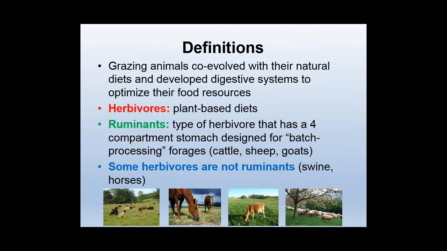And when we think about that with domestic livestock, we're talking mainly cattle, sheep, and goats. But we also have some herbivores that are not ruminants, and examples of that would be swine and horses, which each actually are a little bit different also. Swine maybe move more towards the omnivore category. Horses are definitely herbivores, but they are not ruminants.